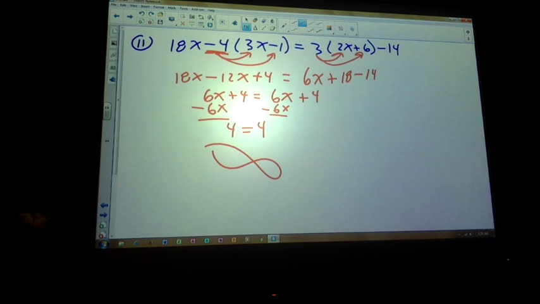How are we feeling? So remember, that's kind of a little curve. That's something that totally exists, and if this had been a graphing problem where it was y equals one side and y equals the other side, if we had graphed this, it would have been the exact same line. 2 lines lying on top of each other gives you infinite solutions.